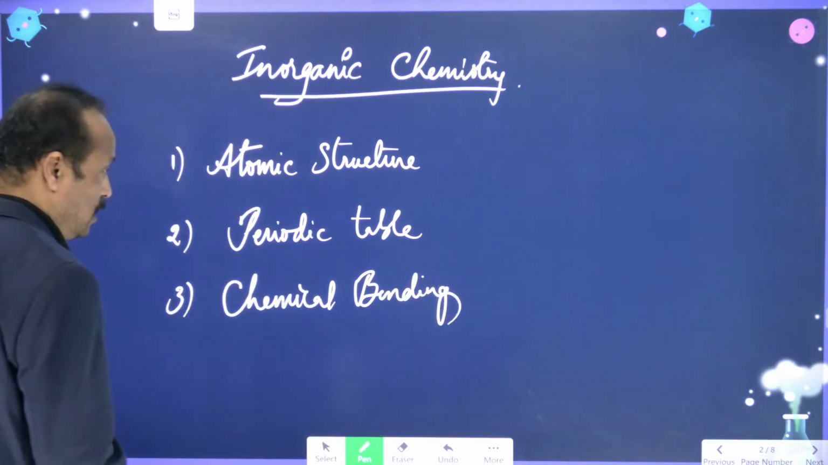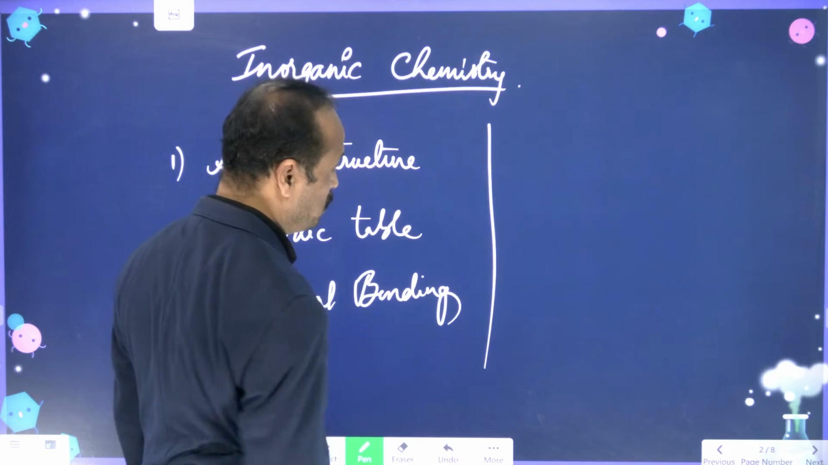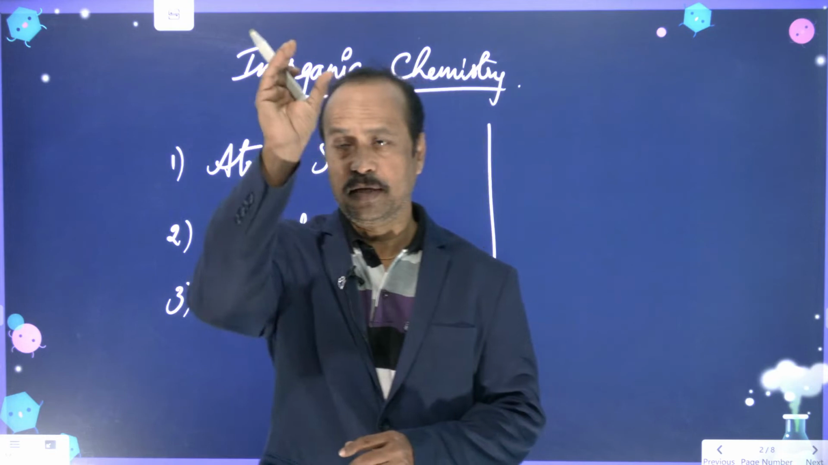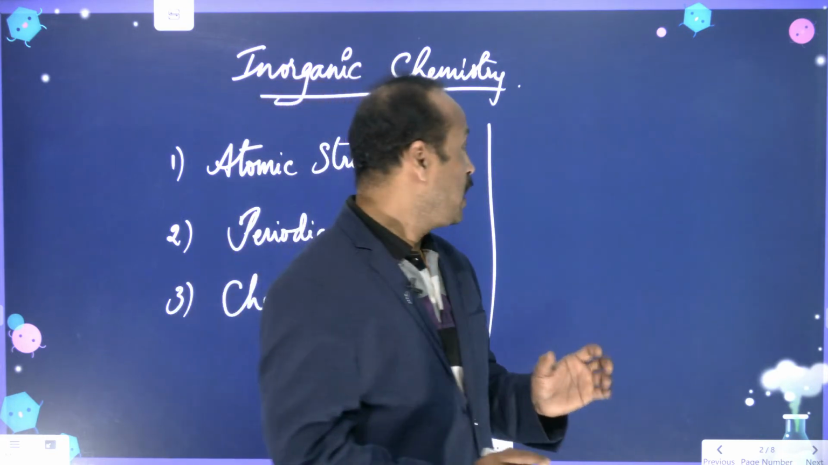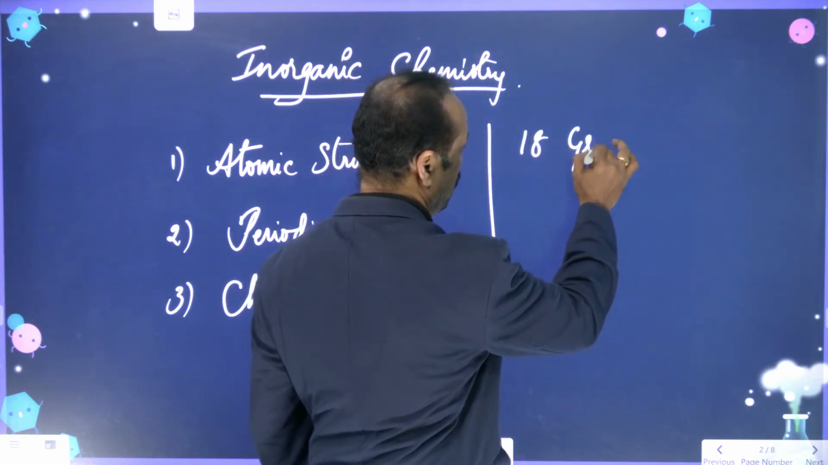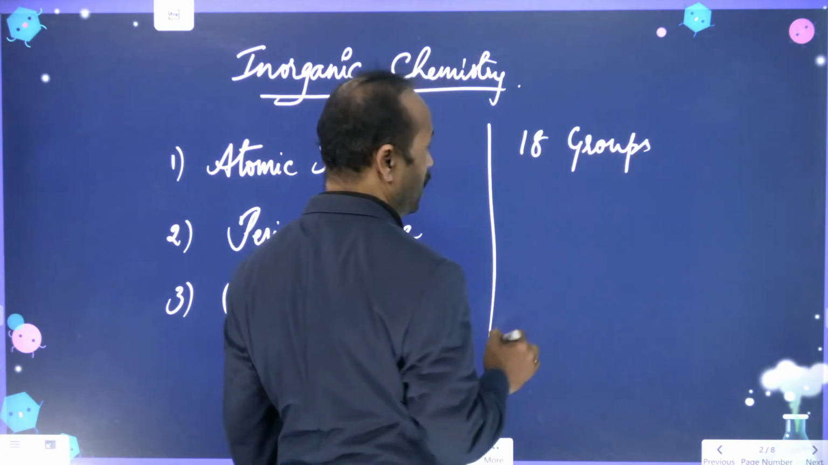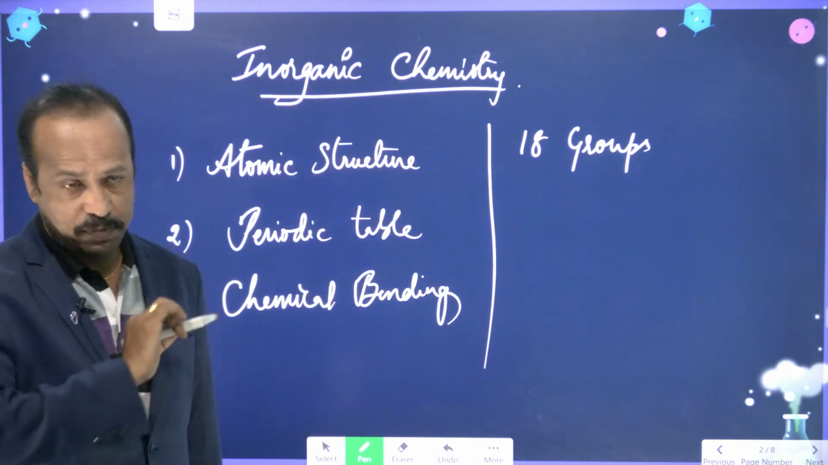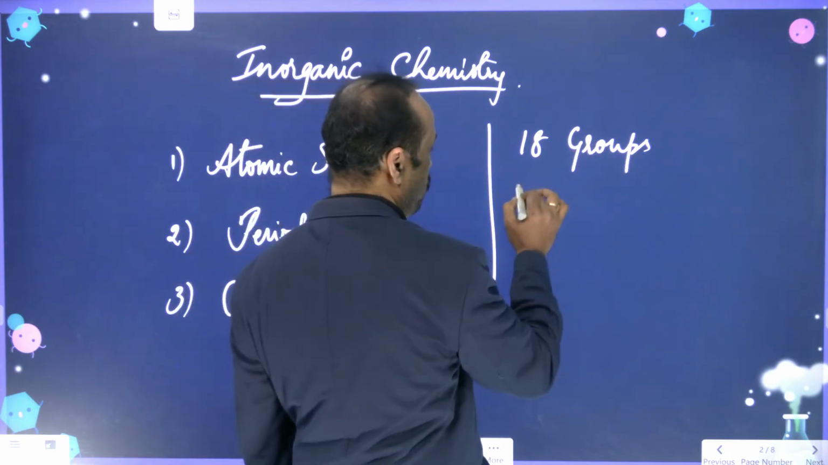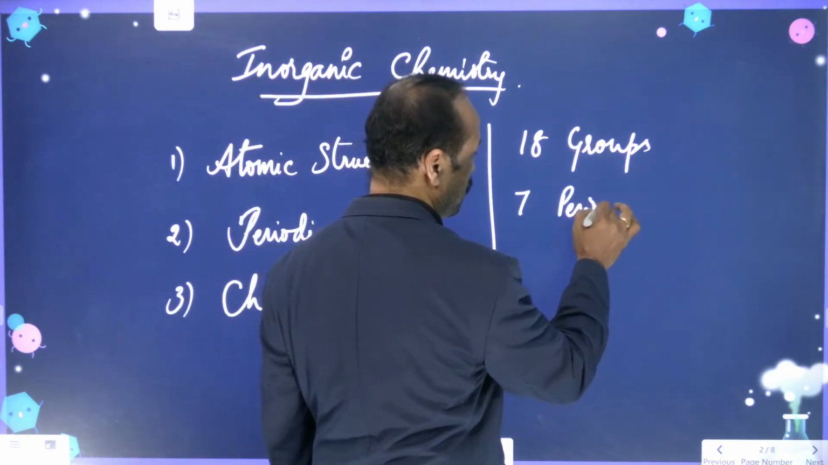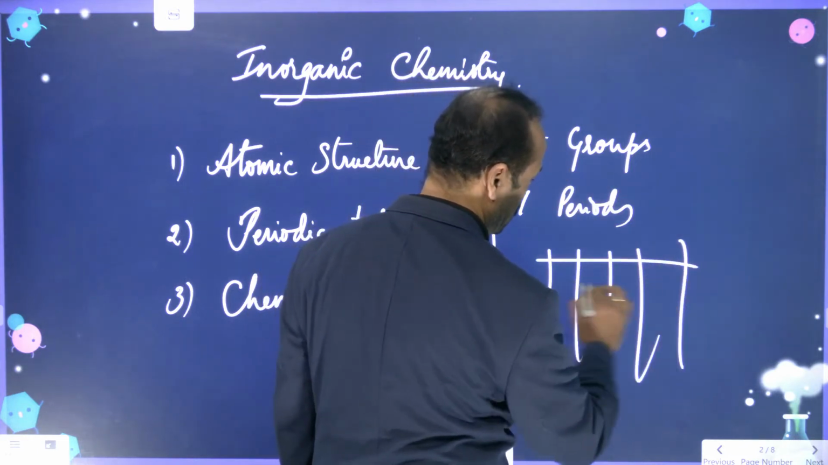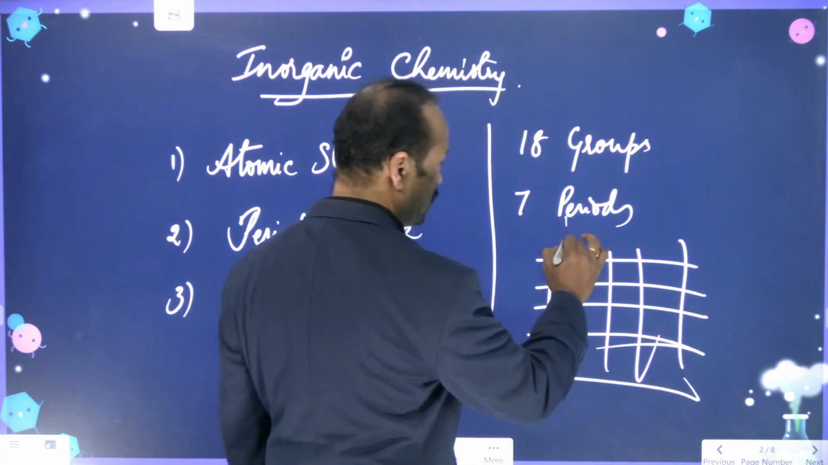This periodic table consists of periods and groups. The vertical columns are called groups, and there are 18 groups. The horizontal rows are called periods, and there are 7 periods. Generally, groups are these vertical columns.